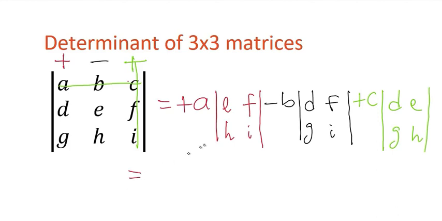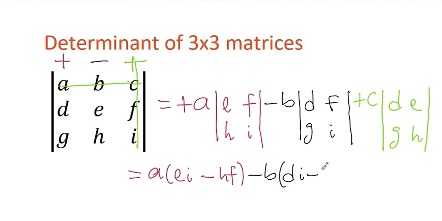So the final answer here for the determinant is A into bracket EI minus HF, minus B into bracket DI minus FG, and the last one is plus C into bracket DH minus EG. This is the determinant of a 3 by 3 matrix.